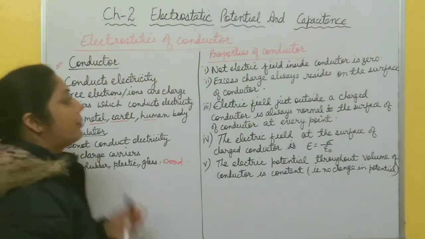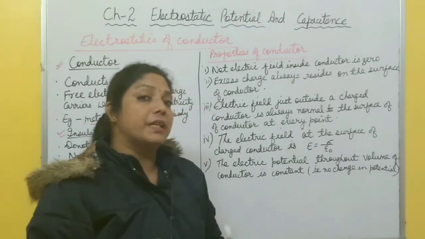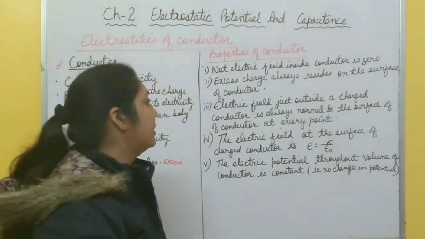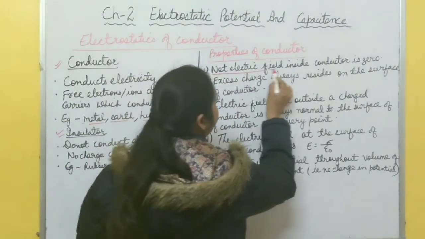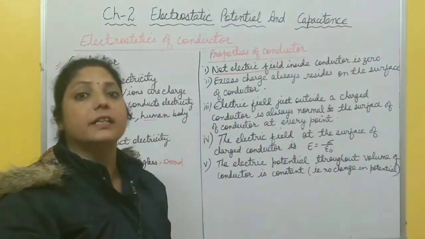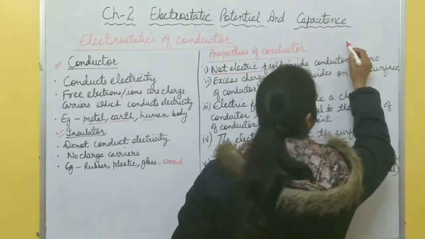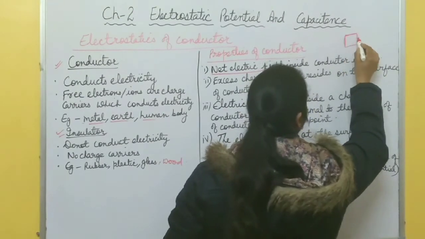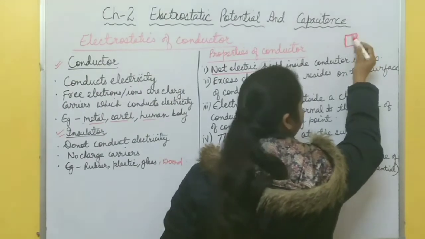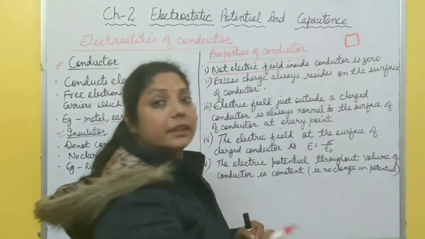Now there are different properties of a conductor when it is placed in an electric field. First of all, the most important property is that the net electric field inside a conductor is 0. Suppose this is a conductor, and there are a large number of free charge carriers inside the conductor.